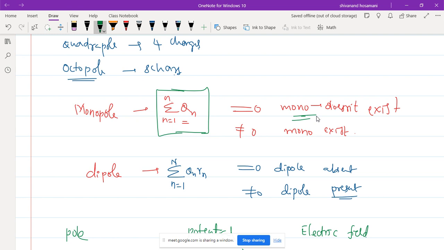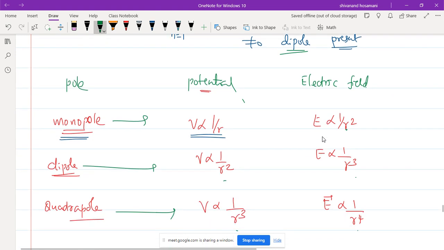Similarly, for the dipole, it is defined by the summation over Qn into Rn. If it becomes 0, then the dipole does not exist. If it's not equal to 0, then the dipole is present. Is that clear? So these are the things that we discussed in the previous class.